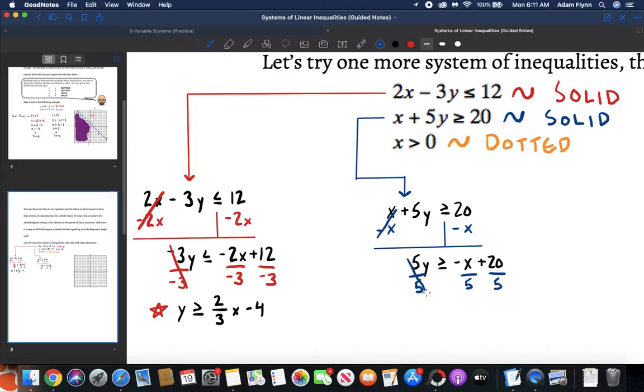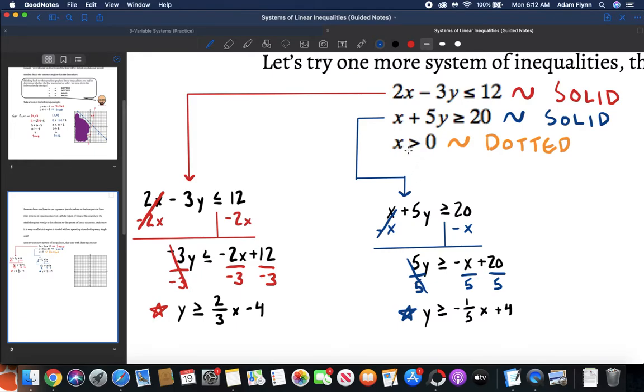When I do that, the 5's eliminate on the left side. But because I only divided by a positive 5, I do not need to flip my sign. That is only for negative numbers. So what I'm left with is y is greater than or equal to negative 1/5 x plus 4. So this will be the blue line that I graph. I just changed it from standard to slope-intercept form. Okay?